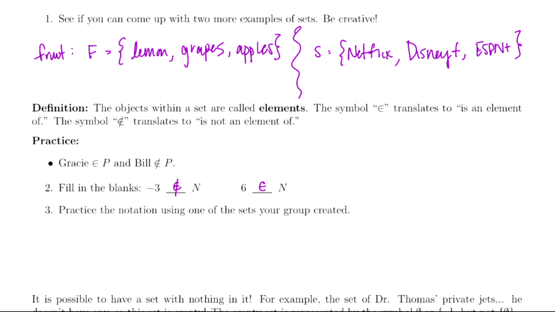So let's go with broccoli. Oh, I should have chosen a vegetable. Broccoli is not in fruits. And I think you can stream everything now. Let's go with orange. There might be a streaming service called Orange. Who knows? Orange is not an element of S. We could even say that Netflix is an element of S.